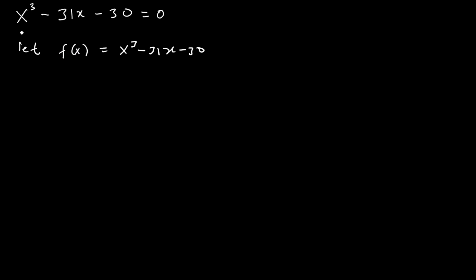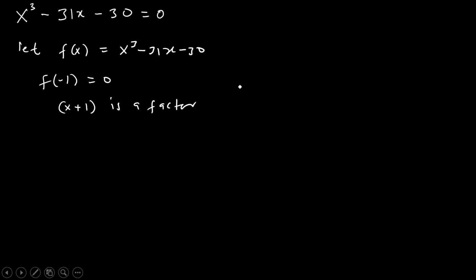Negative 1 cubed will be negative 1. So negative 1 times that will be plus 31, minus 30. So minus 1 plus 31 is 30. Minus 30 is 0. So it means f of minus 1 is equal to 0. And if f of minus 1 is equal to 0, it means x plus 1 is a factor. Okay, so we have that x plus 1 is a factor.